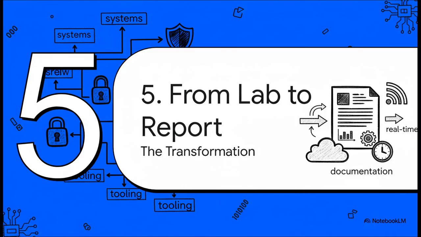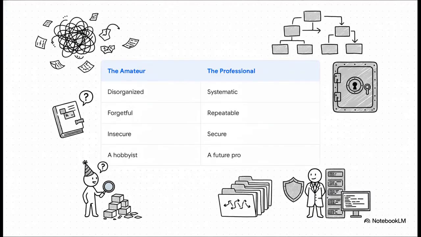So when you put it all together, this systematic approach to note-taking and the right secure tools, something really amazing happens. You stop just doing a lab, and you start building a professional report in real time. This table really shows the transformation. You go from being disorganized and chaotic to being systematic. You go from being forgetful to having a repeatable process. You move from having insecure notes to a secure professional archive. You literally stop being just a hobbyist and you start training like a future pro.